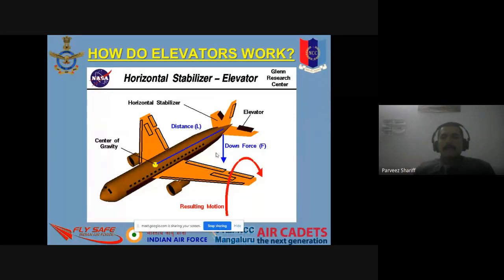If the pilot moves the stick forward, then what happens? These elevators will move down. When it moves down, the camber is increased. When the camber is increased, the lift increases at the tail section. Then the tail section will come up and the nose section will go down. So it means you are pitching down. That is how the pitching up or pitch down is controlled in the aircraft. Hope it is clear to you all.